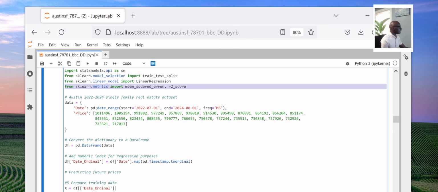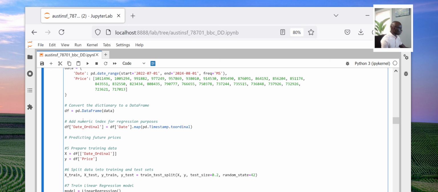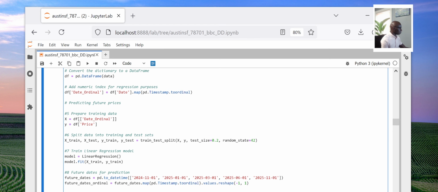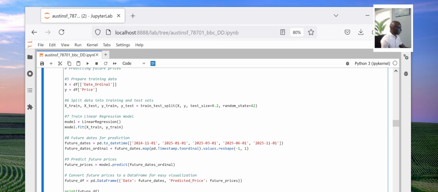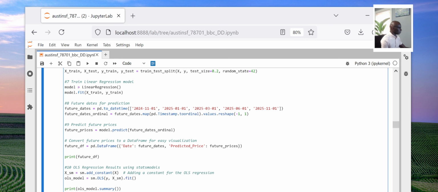So here's the data set. Regression, training the data, splitting the data, training my models. This is what I'm going to predict. So the 5 dates that I want to predict for this use case that I'm reporting out to you are November 1st, 2024, January 1st, 2025, March 1st, 2025, June 1st, 2025, and then November 1st, 2025.